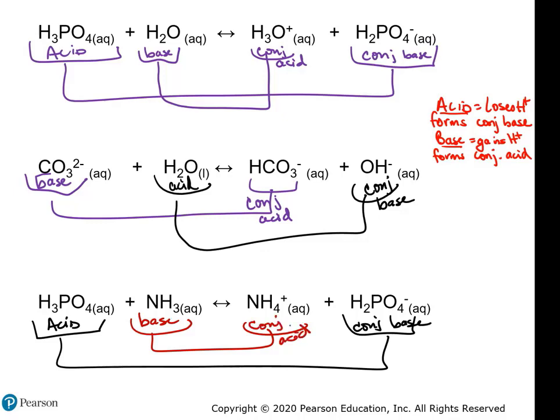They're really not hard. It's just a matter of remembering what happens to an acid and what happens to a base. So you got to remember acids lose their hydrogen ions, bases always gain a hydrogen ion. And then on the opposite side, whatever the acid is, its common pair is the conjugate base. Whatever the base is, its common pair is the conjugate acid.